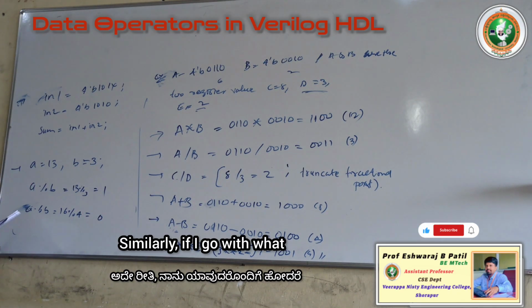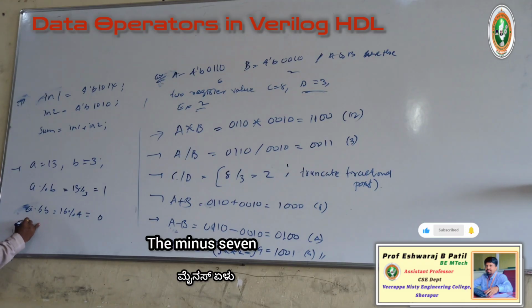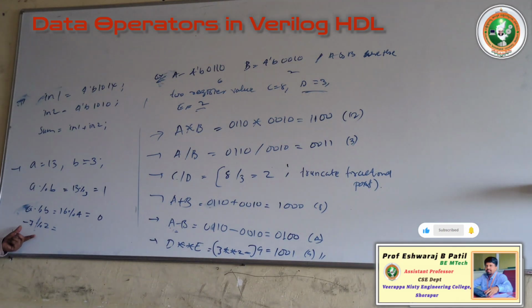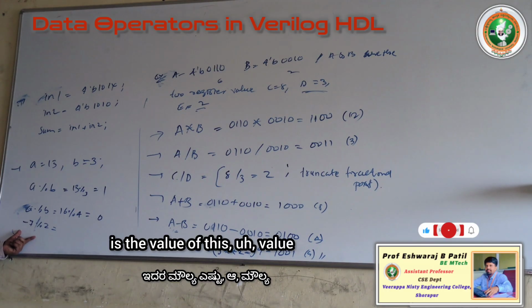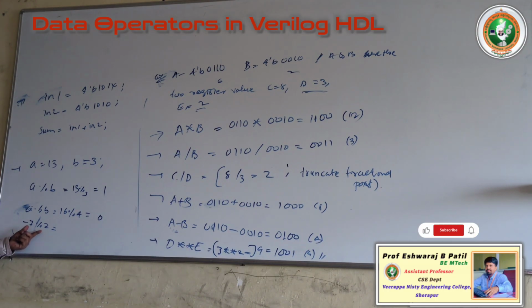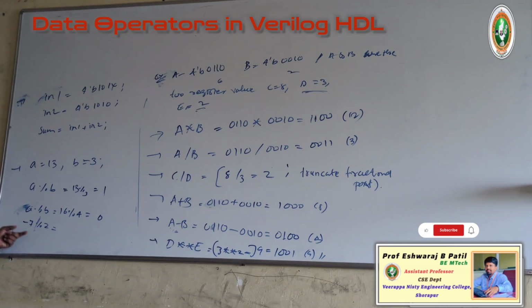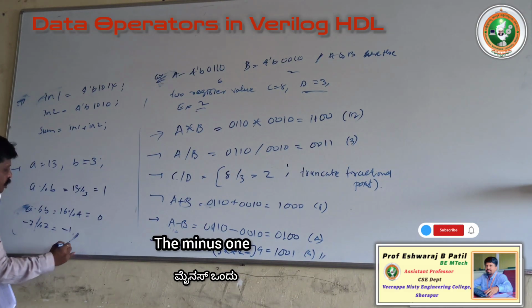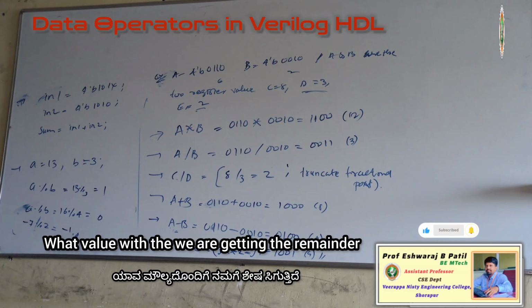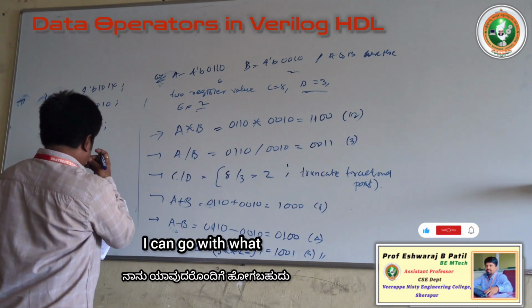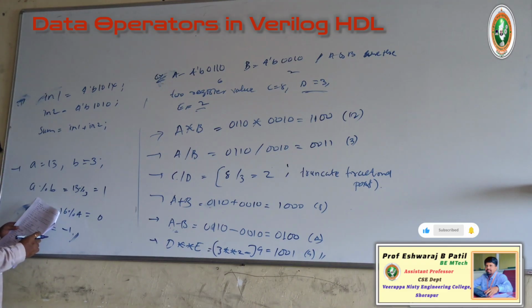0. Similarly, I can go with -7 percentage modulus of 2. What is the value of this? Okay, what is 2 to 3? That's nothing but 6. 6 minus 7 over 6 is -1. The value of this modulus is -1. Whatever remainder we are getting, that value is considered the modulus value.